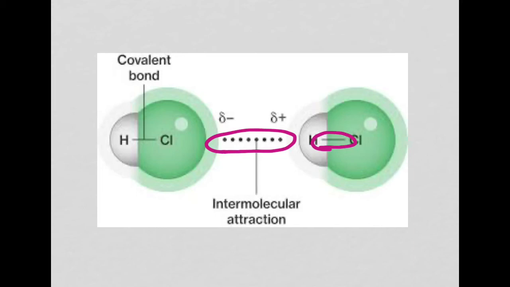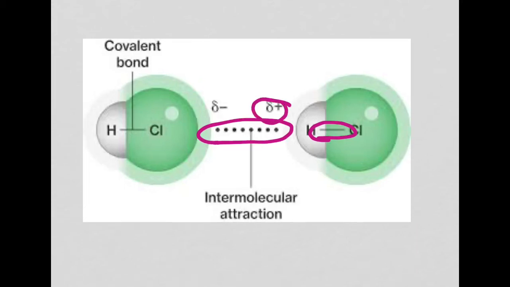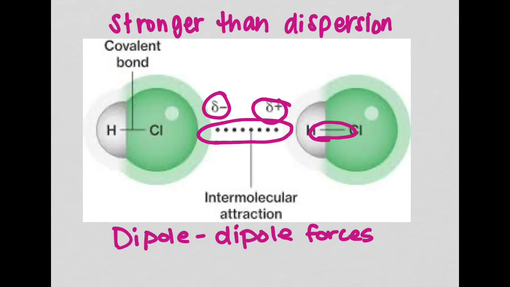Because of that, our hydrogen has this little delta positive and our chlorine has this little delta negative. Because one end is partially positive and one end is partially negative, they have an attraction to each other. It's not like magnets, but we use magnets as a metaphor for what happens. It's an electric attraction. The other thing to remember about dipole-dipole forces is that they're stronger than dispersion forces.